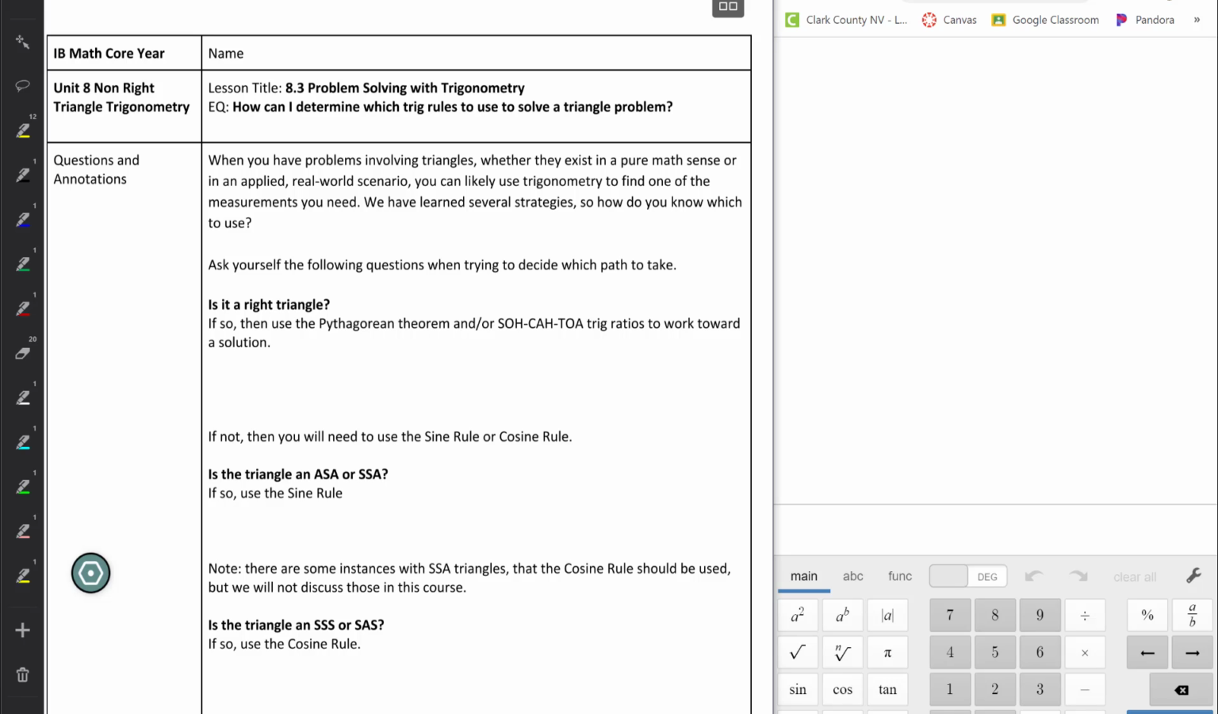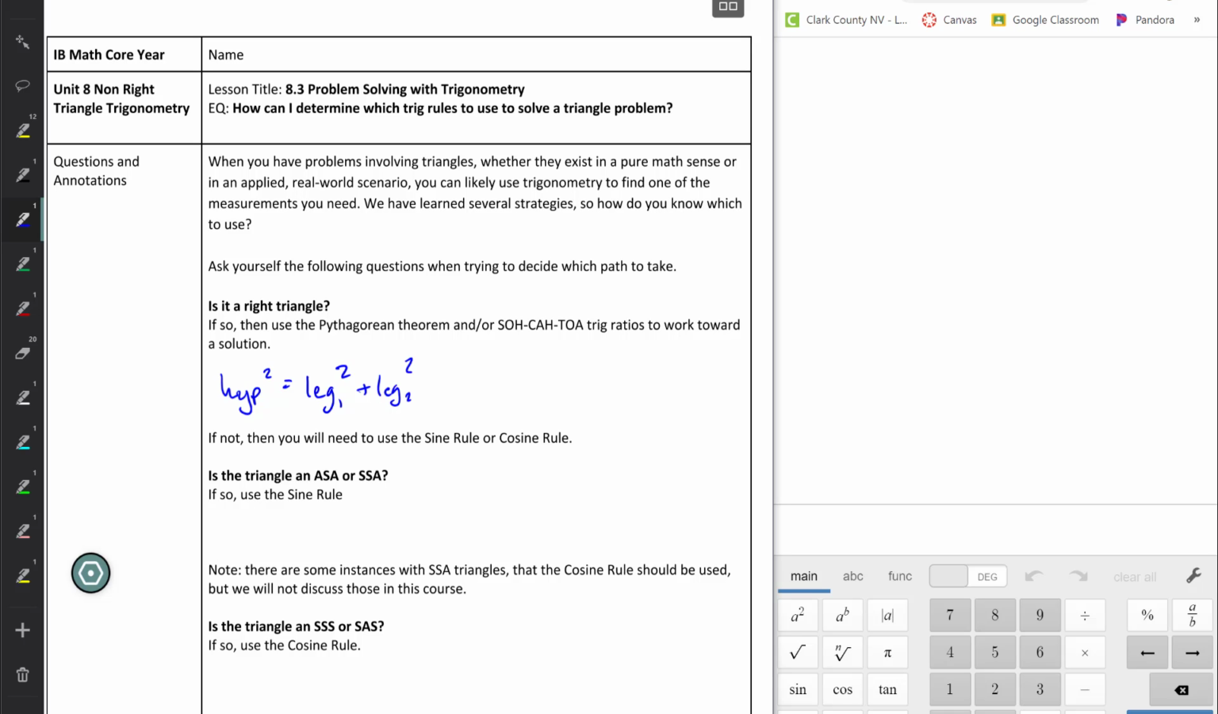Now, we have already learned several strategies, so how do you know which one to use? You need to ask yourself the following questions when trying to decide which path to take. So, the first thing I like to look at is: is it a right triangle? If so, then I'm going to go ahead and use good old Pythagorean Theorem, which says that the hypotenuse squared is going to indeed be equal to one leg squared plus another leg squared. Now, again, you know this as a squared plus b squared equals c squared, but you just want to make sure you remember that the one that's isolated on the other side of the equal sign is your hypotenuse.